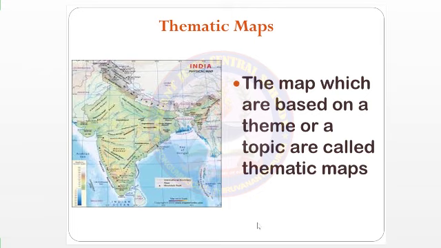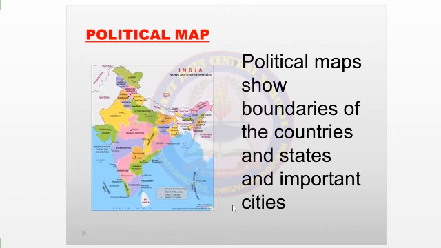Next and last is the political map. Political maps show boundaries of the countries and states and important cities. What do political maps show? A map would show countries, their boundaries, the states and their capitals. These types of features are mainly shown in the political map.